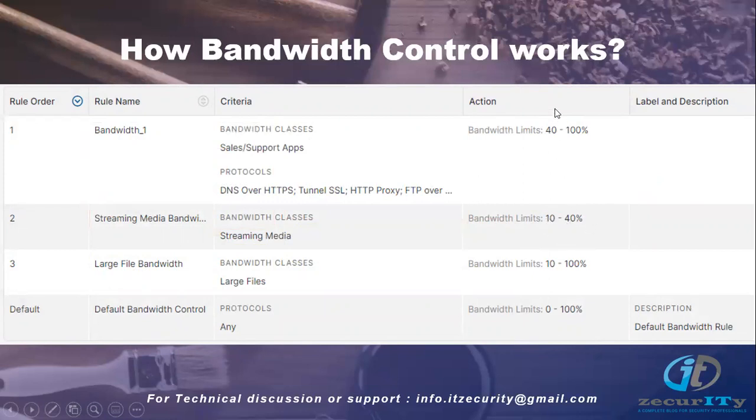What does it mean? If any contention happens, the bandwidth will be ensured at 40 percent all the time for sales and support apps, 10 percent for streaming media, and 10 percent for large files. The minimum bandwidth should not exceed 100 percent. The maximum bandwidth works in a fashion like if the minimum bandwidth is allocated for all the policies, then the rest of the bandwidth will be allocated to whoever needs the bandwidth. It will again come from top to bottom.